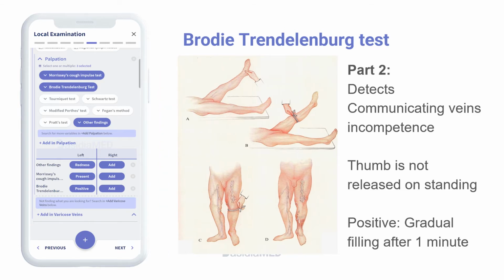Part 2 of the Brodie-Trendelenburg test detects the incompetence of communicating veins. The leg vein is emptied in the similar way. The pressure is maintained at the saphenofemoral junction without releasing the thumb after the patient is asked to stand up. Gradual filling of the veins after 1 minute indicates communicating veins incompetence.